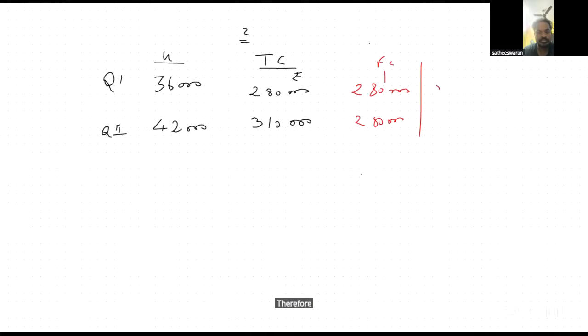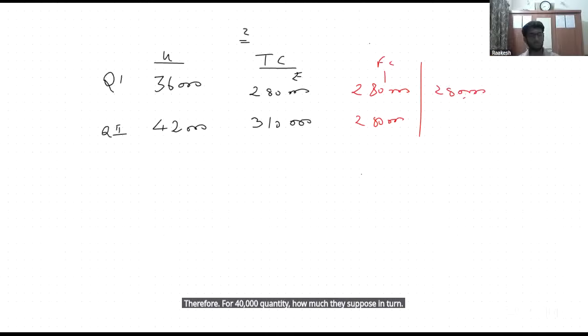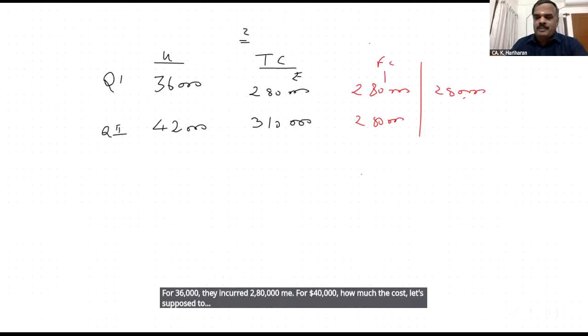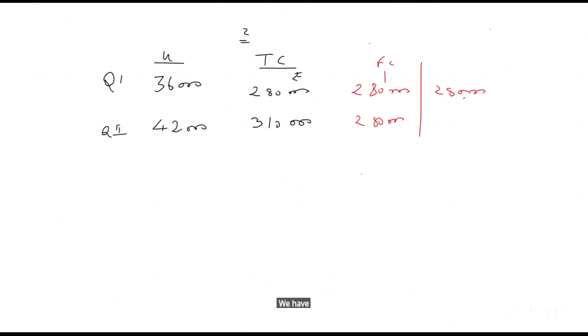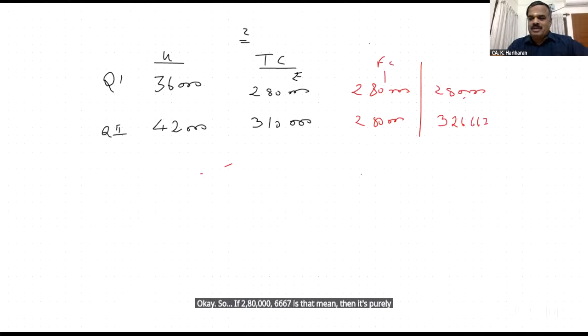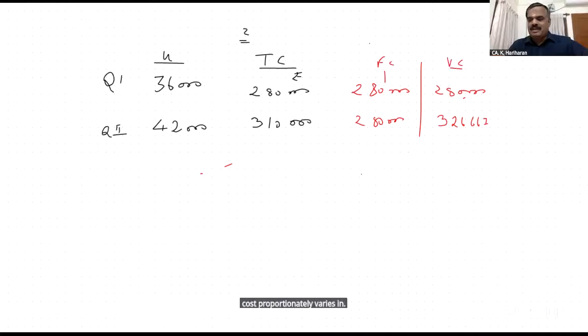Therefore, for 42,000 quantity, how much are they supposed to incur? For 36,000 they incurred 280,000, so for 42,000, proportionately how much would the cost be? 3,26,667. So if the cost goes from 280,000 to 3,26,667, then it is purely variable cost. Am I right or not? Yes, sir.